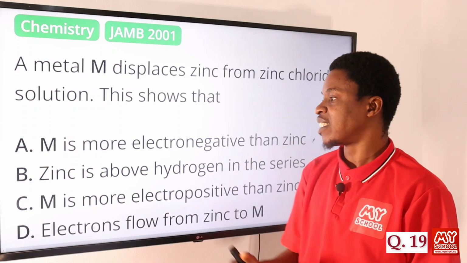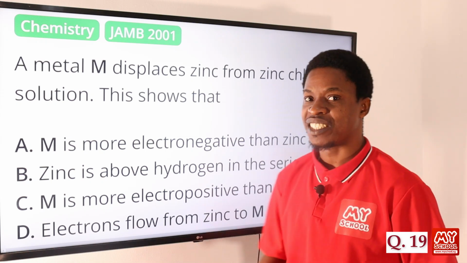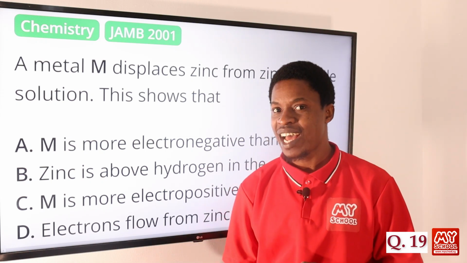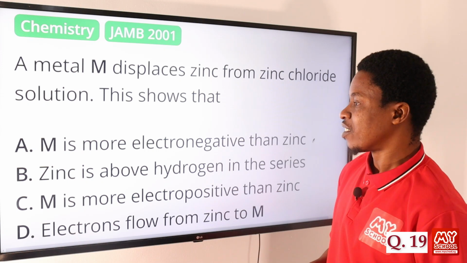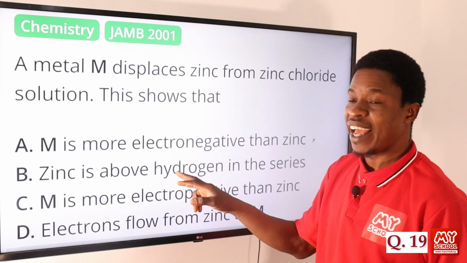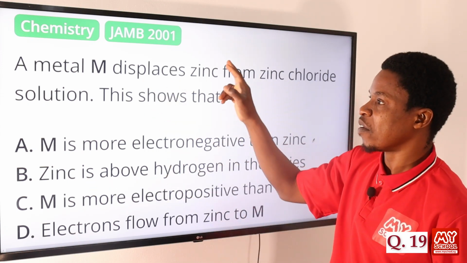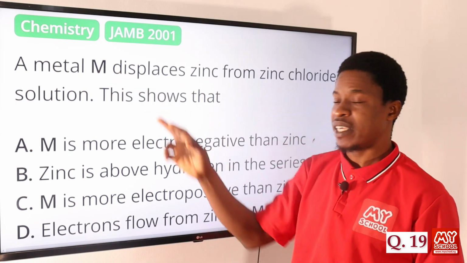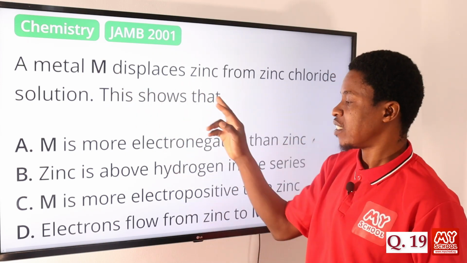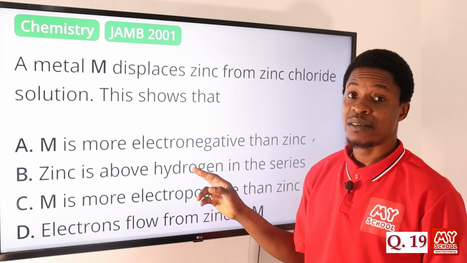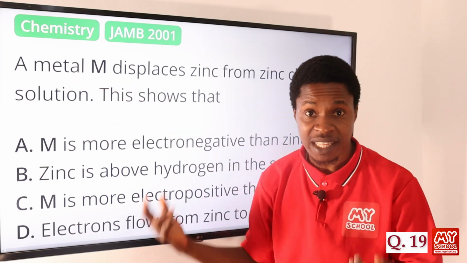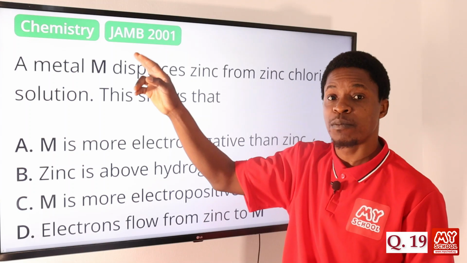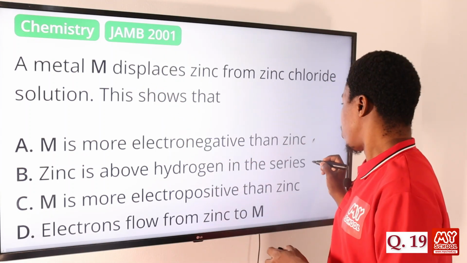Option B says zinc is above hydrogen in the series. Is that true? I don't think so. It is not the reason why that element can be able to displace it. In fact, the element that is displacing zinc here is actually not even hydrogen, because hydrogen is not a metal, and it says a metal M displaces that. So this is also not correct.